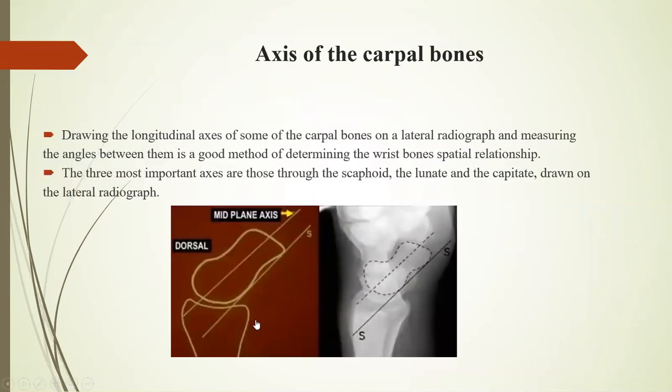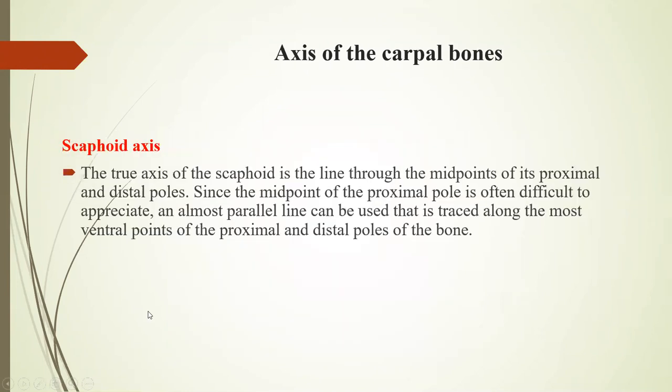Axis of carpal bones. Drawing the longitudinal axis of some of the carpal bones on a lateral radiograph and measuring the angle between them is a good method of determining the wrist bones' spatial relationship. The three most important axes are those through the scaphoid, lunate, and capitate. The true axis of the scaphoid is a line through the midpoint of its proximal and distal poles. Since the midpoint of the proximal pole is often difficult to appreciate, an almost parallel line can be used that is traced along the most ventral points of the proximal and distal poles of the bone.